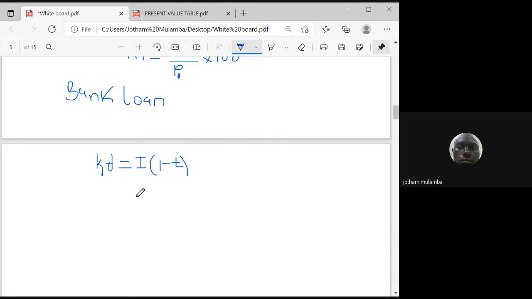I is interest rate. 1 is constant. T is tax rate.